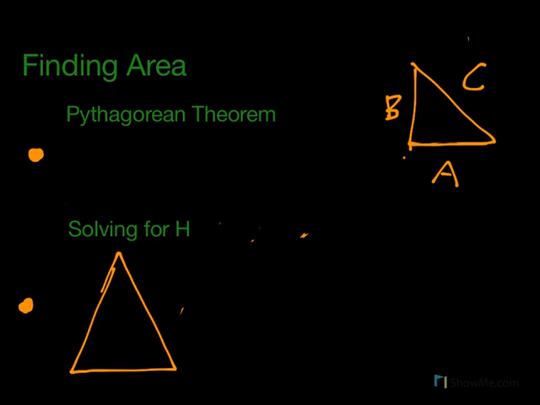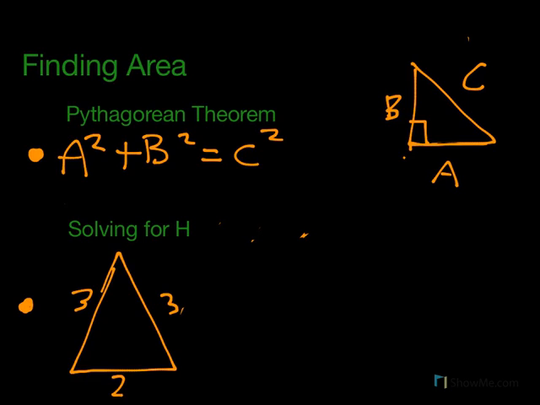Finding area. First, let's review the Pythagorean theorem. The Pythagorean theorem is a squared plus b squared equals c squared, and it only works for right triangles. This theorem will be very useful when trying to find the area of triangles that are not necessarily right triangles. For example, this is an isosceles triangle. It has sides 3, 3, and 2. So we know all the sides, but we need the area.